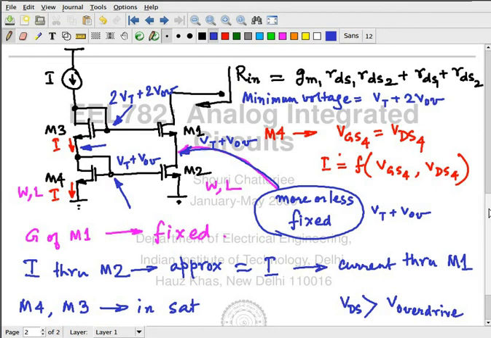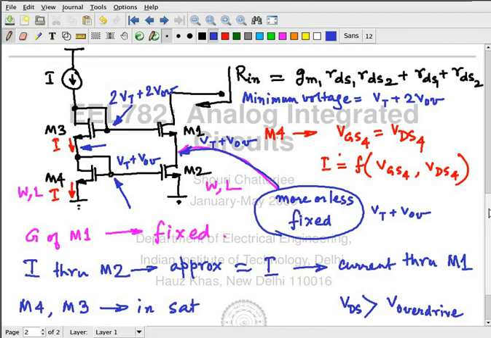So, as a result, VOV can be anything. It can go really, really small. Now, the definition for saturation that we are using is basically VDS has to be more than VOV. This definition unfortunately applies only in case of strong inversion. What if VOV is negative? Does that mean that the device is always in saturation? No.